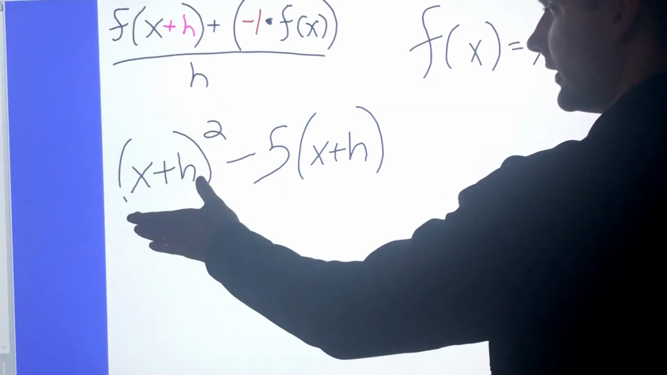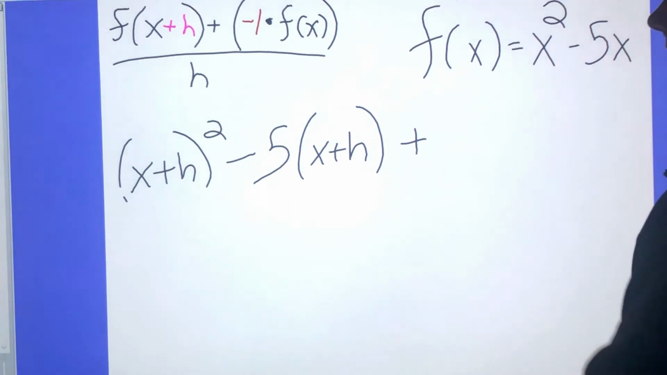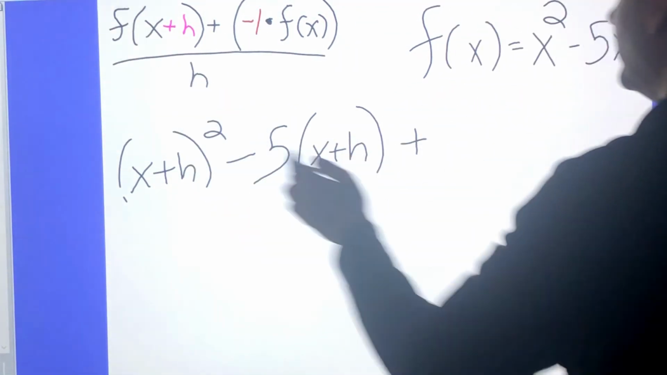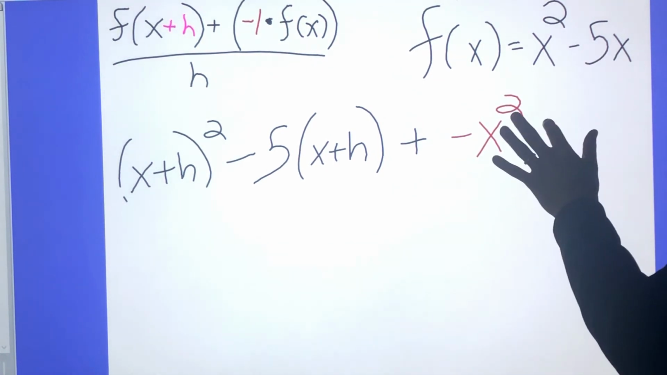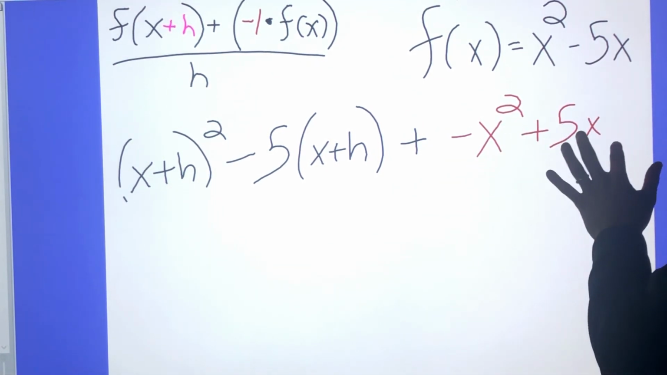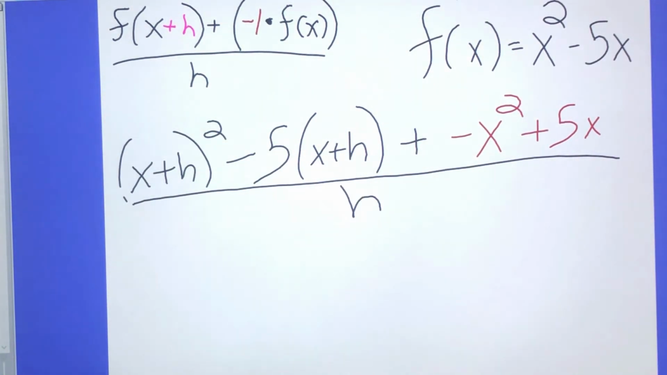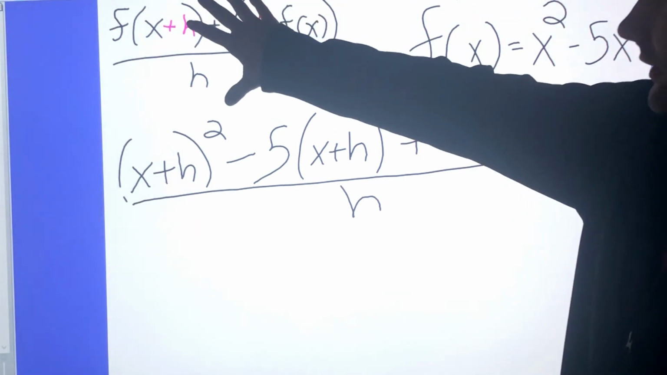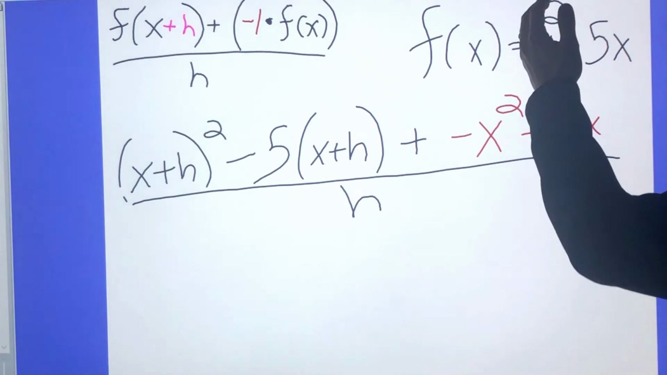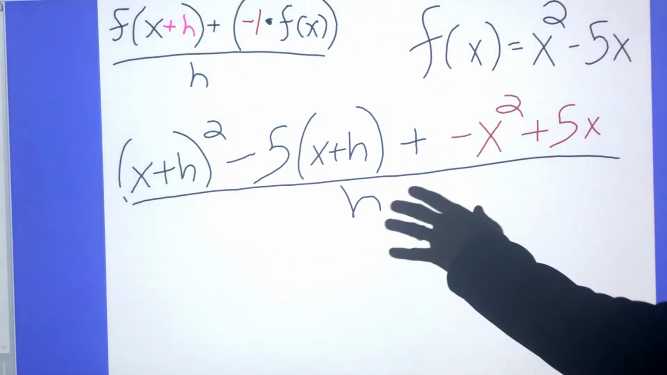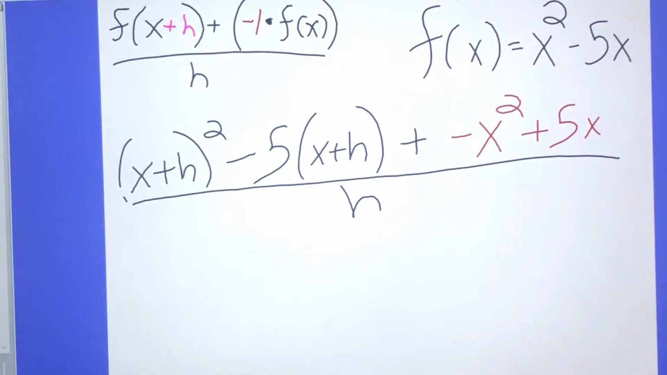No longer an x, now it's an x plus h. No longer an x, now an x plus h. And I'm going to add that to the function where I flip the signs. So this plus x squared becomes a minus x squared, and this minus 5x becomes a plus 5x. And it's all over h. So one of the hardest things here is to decipher the formula. Take your x plus h, add that to your function that you just flipped all the signs for, all over h. Now you just basically got to use math to solve it or simplify it.